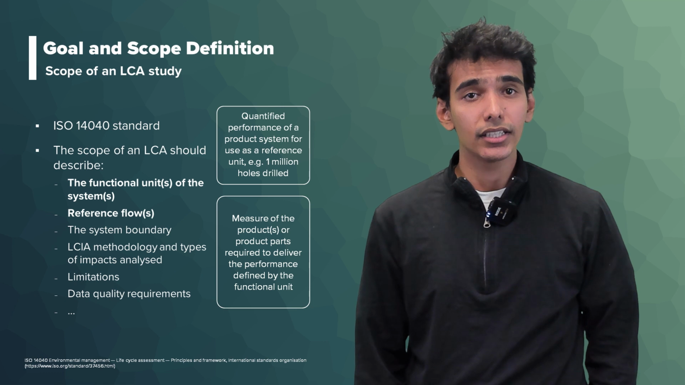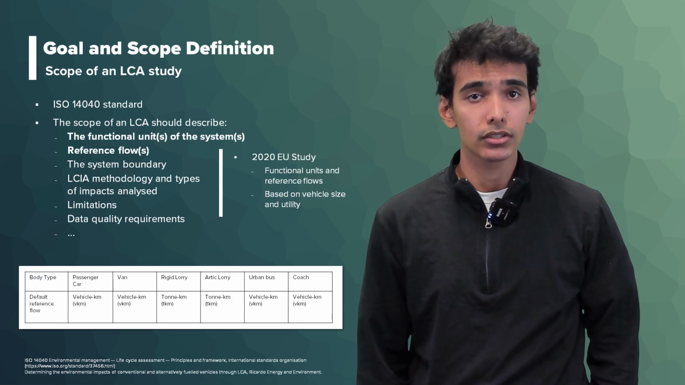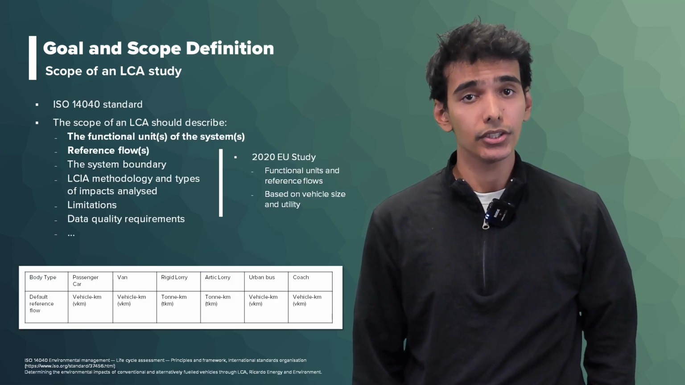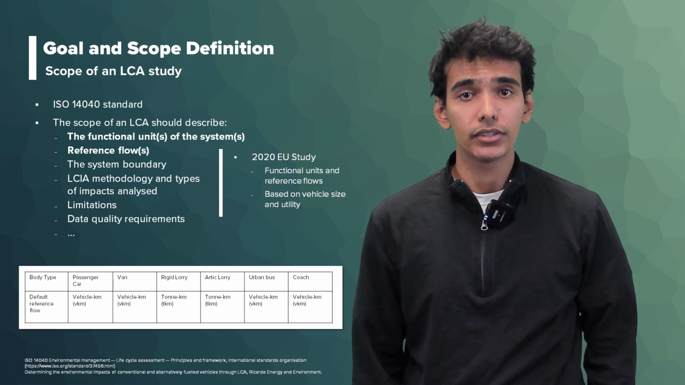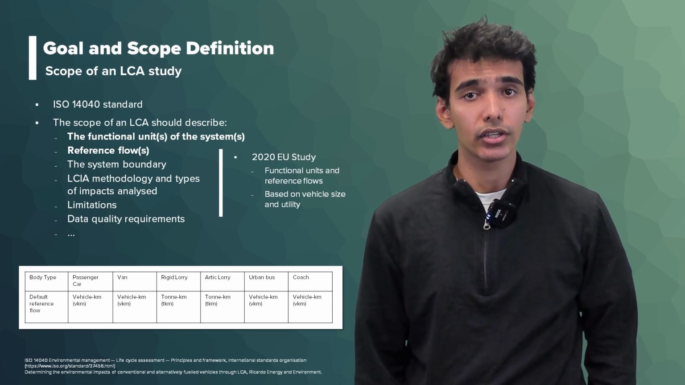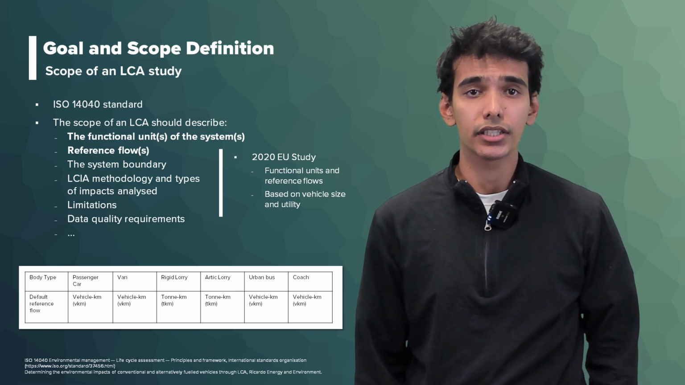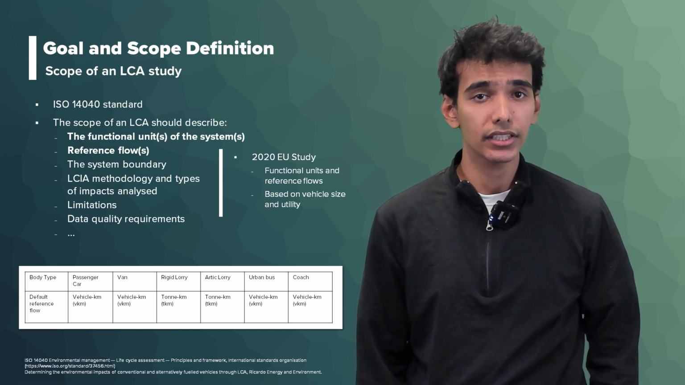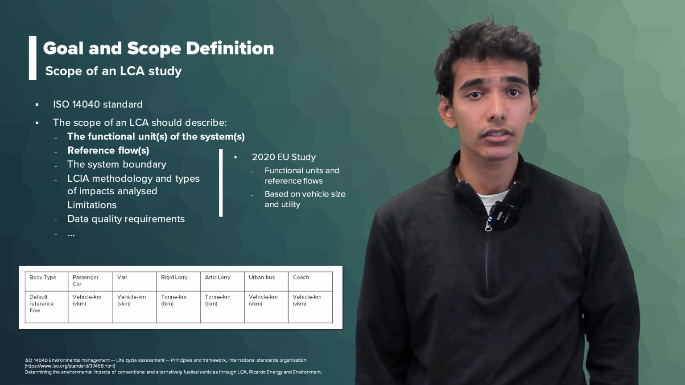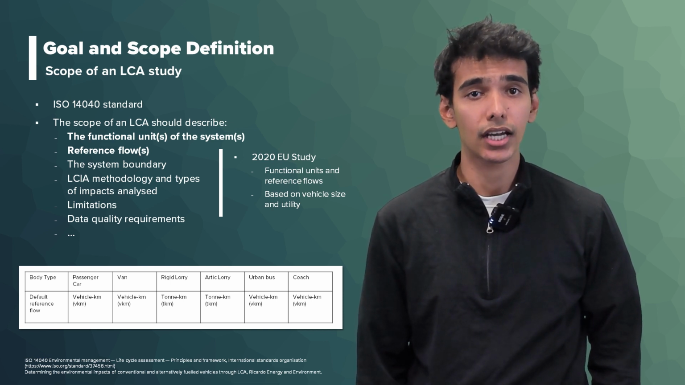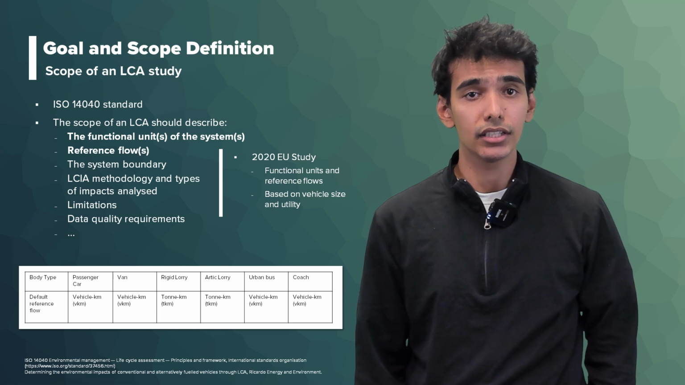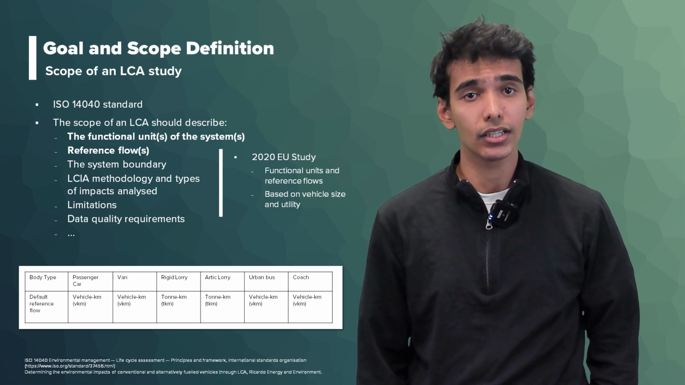So we're going to look a little bit into these two terms with the example of the EU study. They defined very specific functional units and reference flows in their study. These essentially vary by the body types of the vehicles. As you can see, for the body type of passenger cars, the default reference flow was vehicle kilometers.